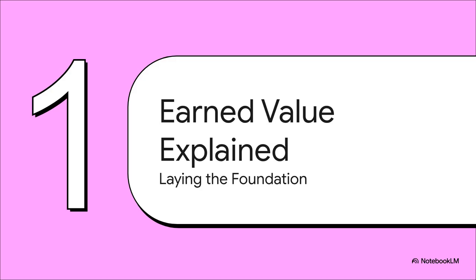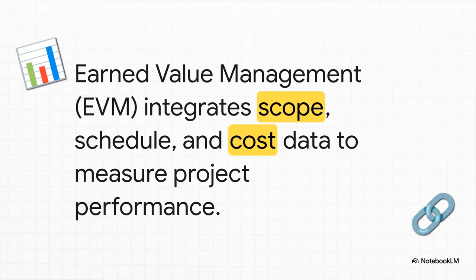Okay, to really get this, we have to start with the foundation. You can't understand schedule variance without first understanding the world it lives in, which is a really powerful technique called earned value management, or EVM for short. Think of EVM as kind of like a universal translator for your project's health. It takes three different things: your scope, your schedule, and your costs, and mashes them all together so you get one clear picture of how things are really going.